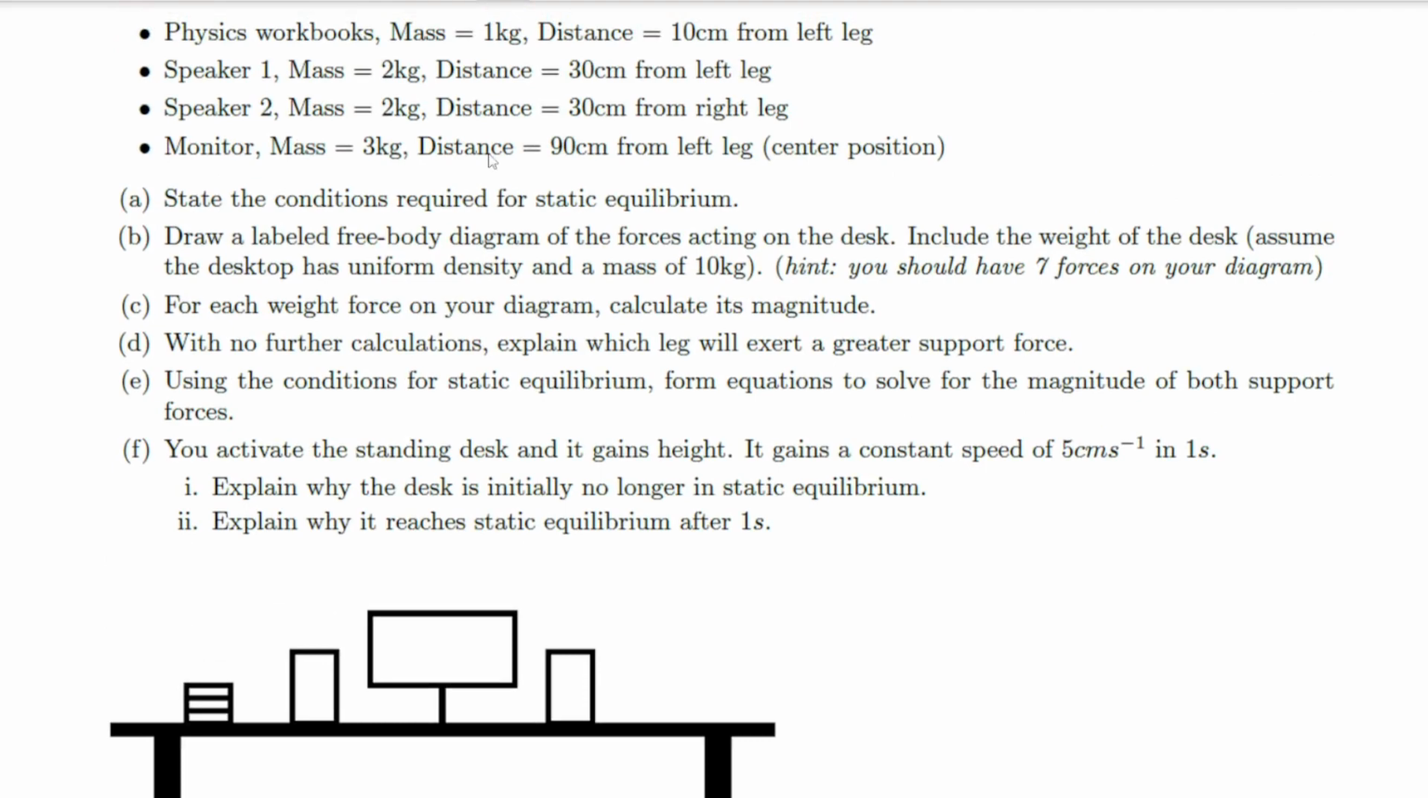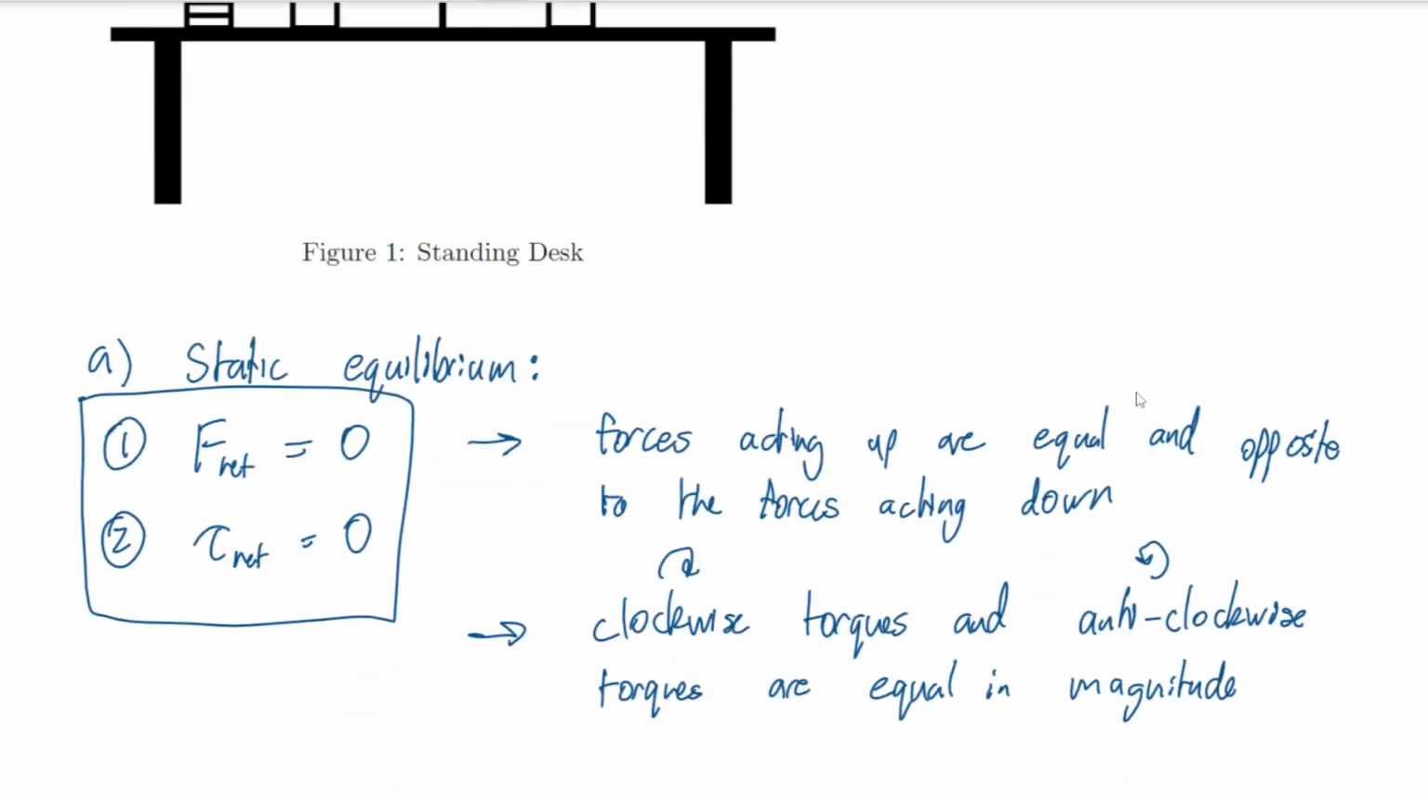Part B, draw a labeled free body diagram, including the weight of the desk. And here it's told us we can assume that the desktop, so the tabletop, has uniform density and a mass of 10 kgs. And we should have 7 forces on our diagram.